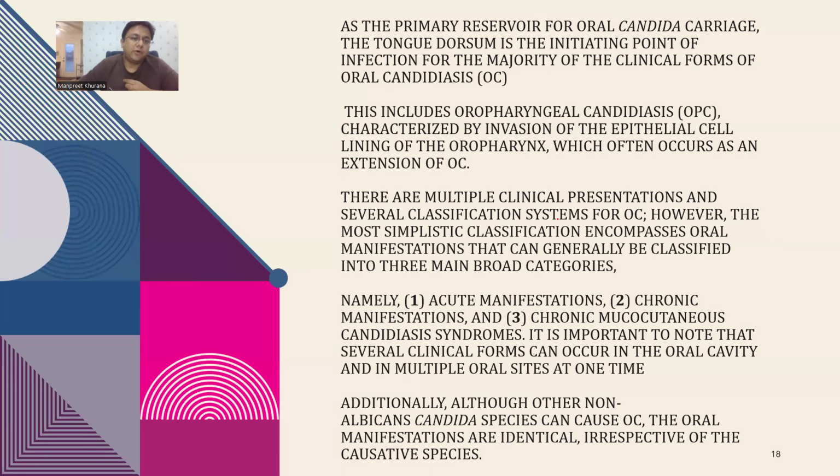Now, as a primary reservoir for oral Candida carriage, the tongue dorsum is the initiating point of infection for the majority of the clinical forms of oral candidiasis. This includes oropharyngeal candidiasis, characterized by invasion of the epithelial cell lining of the oropharynx, which often occurs as an extension of oral candidiasis. There are multiple clinical presentations and several classification systems for oral candidiasis. However, the most simplistic classification encompasses oral manifestations that can generally be classified into three main broad categories: the acute manifestations, chronic manifestations, and chronic mucocutaneous candidiasis syndromes.